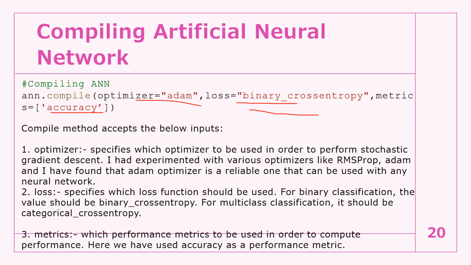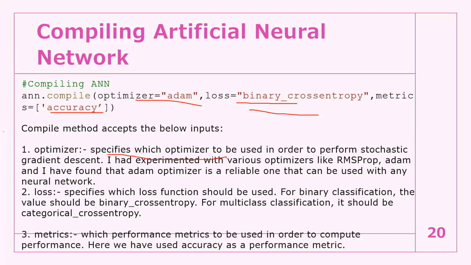And then you have the optimizer. Now again, what is the optimizer and what is the loss? The optimizer specifies which optimizer to use in order to perform stochastic gradient descent. So in a neural network, the optimizer that is used to calculate the error is ADAM. There are other things like RMSProp, but ADAM is what mostly works well with ANN. So when you're using an ANN, your optimizer is ADAM.